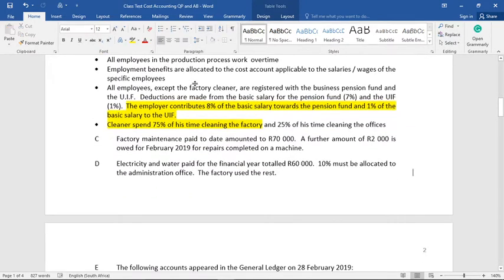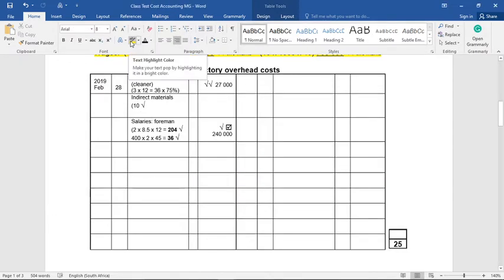Okay, here we go. Point number C. Factory maintenance paid to date amounted to 70,000 Rand, and a further amount of 2,000 Rand is owed for February for repairs done on the machine. So in total, these two together give you 72,000 Rand for maintenance in the factory. If you had split it up, 70,000 maintenance and 2,000 Rand repairs, same thing really, but my memo is just simply going to have 72,000 Rand for maintenance. You'll see it's going to be revealed over there.